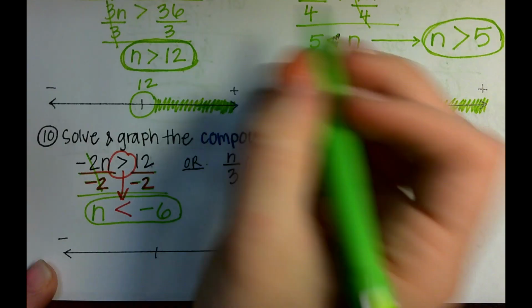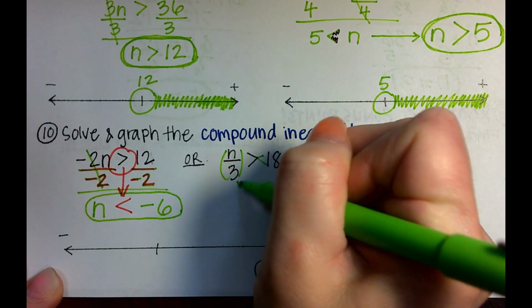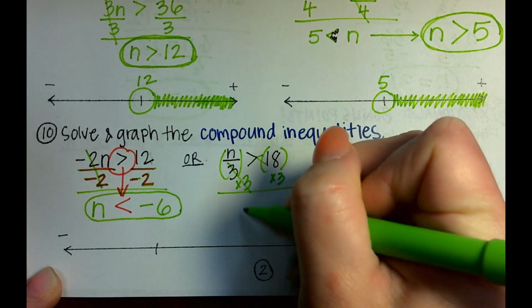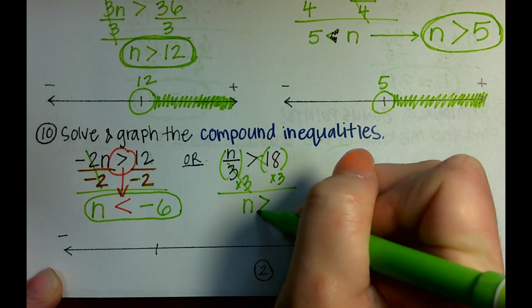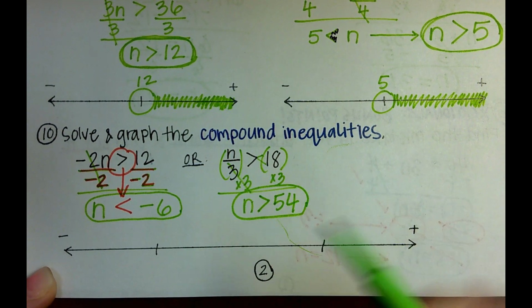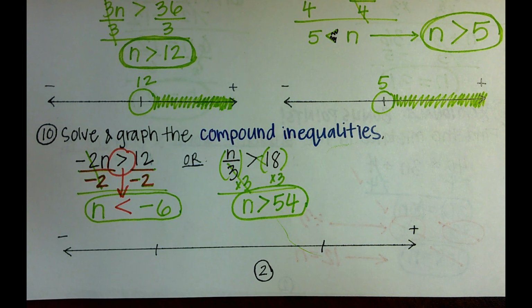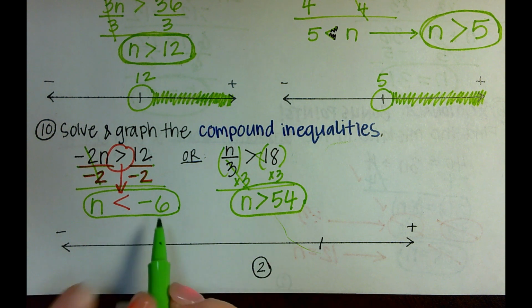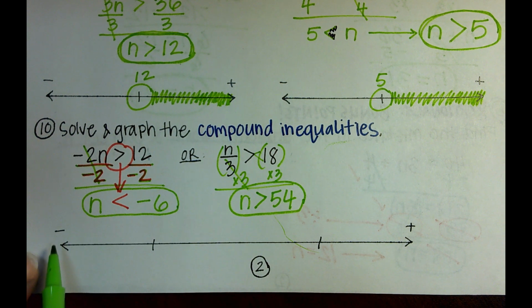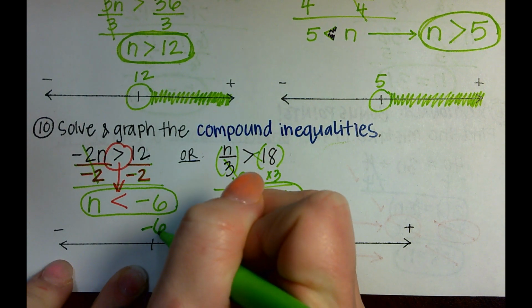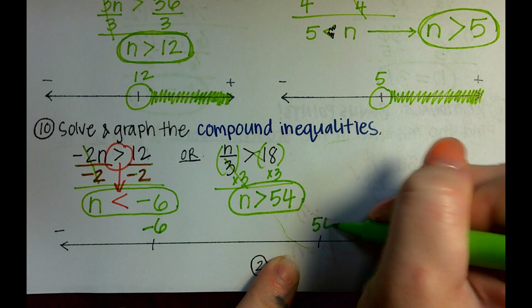Then over here we just do what we need to solve it. We'll multiply by 3 on both sides. N is greater than 54. Okay. So I have my 2 answers. Why do I put negative 6 first instead of 54? Because it's less than, it's smaller. The number line goes from the smallest numbers to the biggest. Smallest comes first. So we'll write negative 6 and then 54 on the second tick mark.